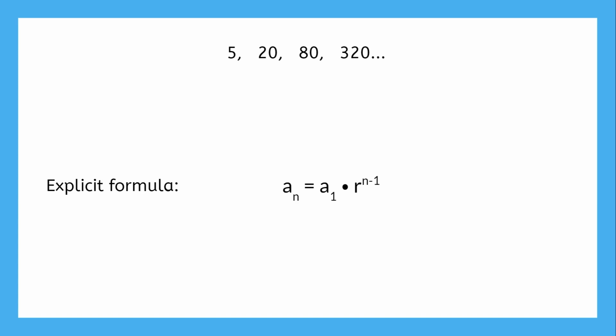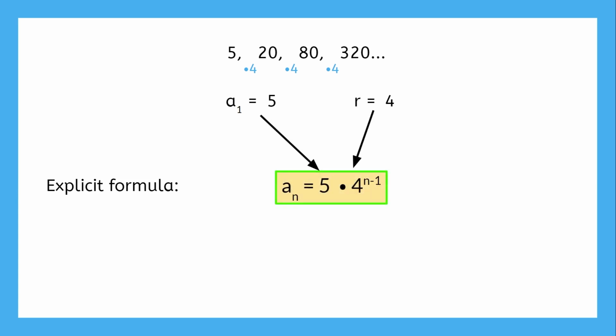So the only pieces we need to figure out are the first term and the common ratio. The first term in this sequence is 5. To find the common ratio, we can divide each term by the term before it. 20 divided by 5 is 4. 80 divided by 20 is 4. And 320 divided by 80 is 4. So it's pretty obvious that the common ratio is 4 for this sequence. With these pieces, we can complete the formula.